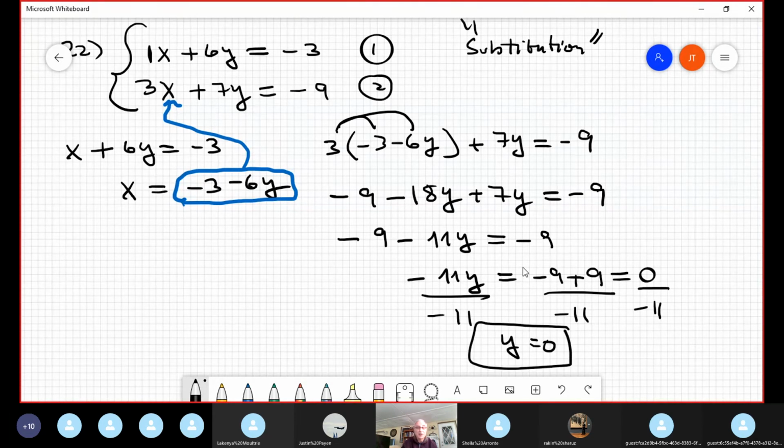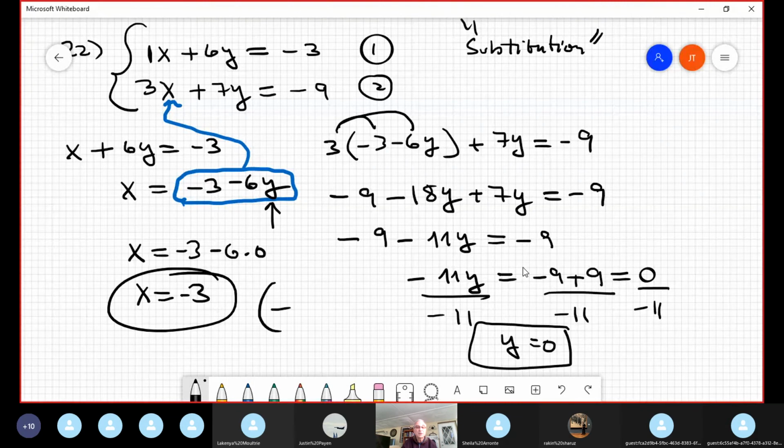Now in order to find the x value, substitution y 0 here. X is equal -3 minus 6 times 0, is obviously -3. And the solution is the point -3, 0. Like the option, in this case, B. Super. We are strong in substitution.